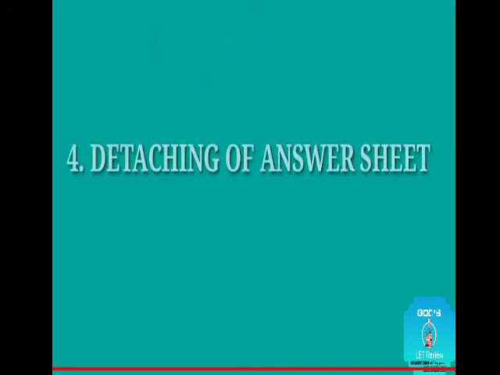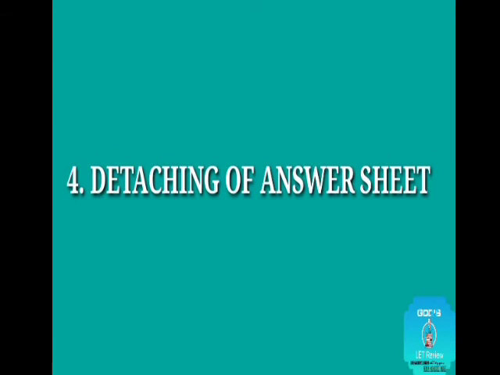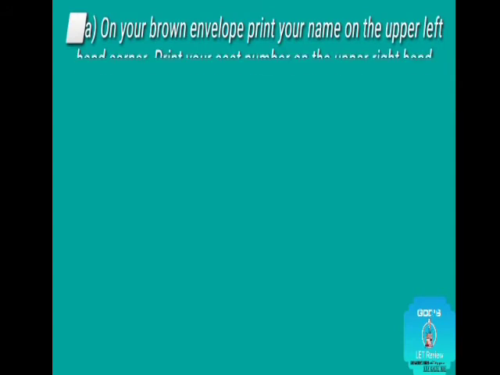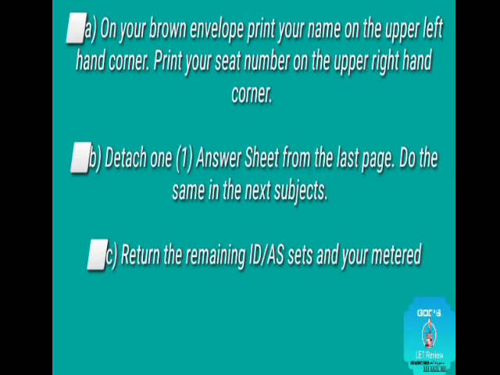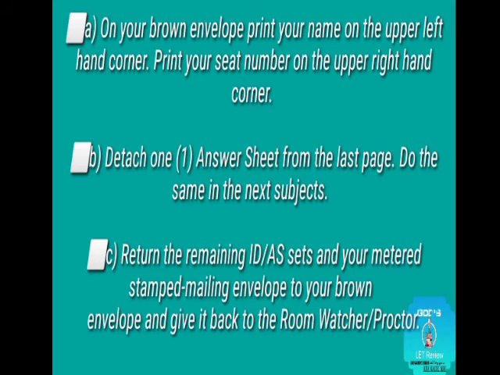Four. Detaching of answer sheet. A. On your brown envelope, print your name on the upper left-hand corner. Print your seat number on the upper right-hand corner. B. Detach one answer sheet from the last page. Do the same in the next subjects. C. Return the remaining ID as sets and your metered stamped mailing envelope to your brown envelope and give it back to the room watcher, proctor.